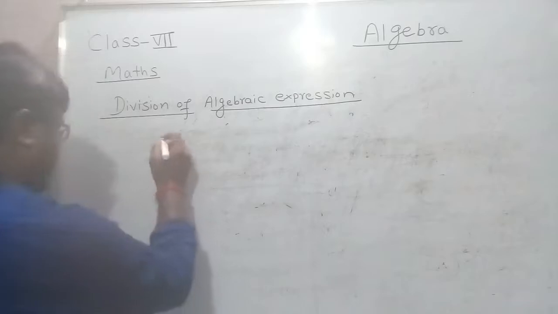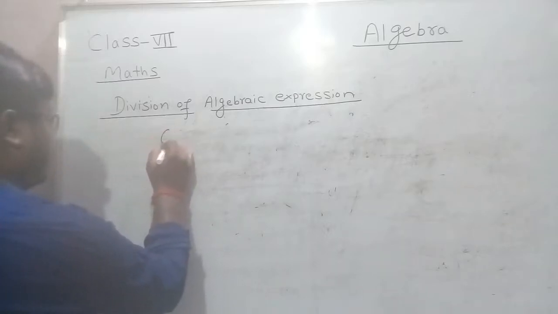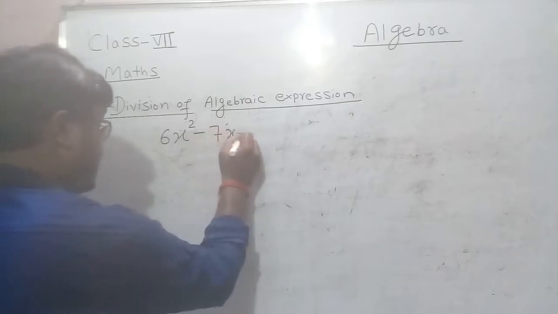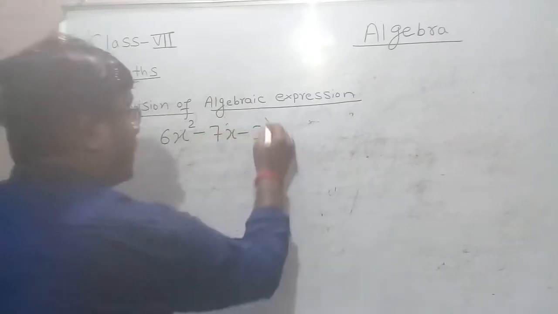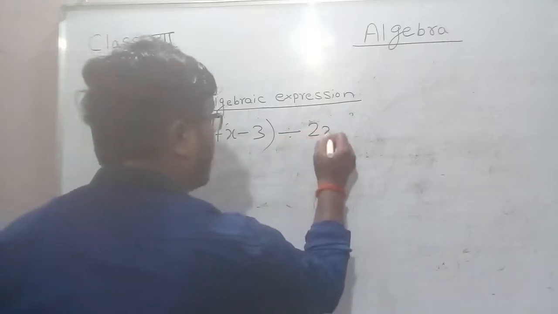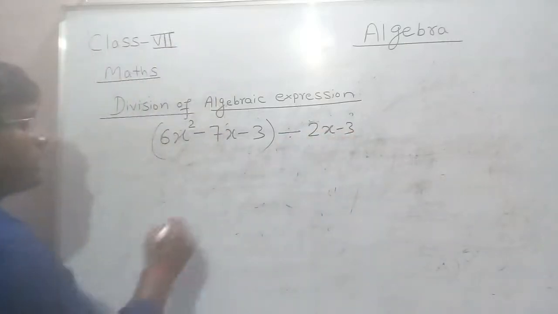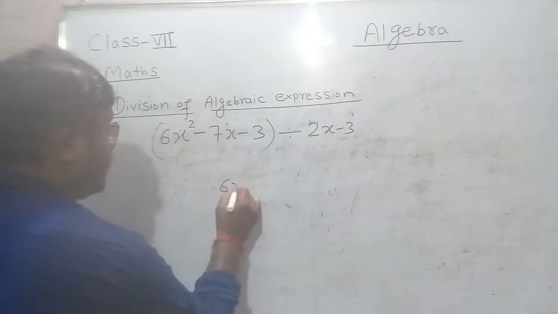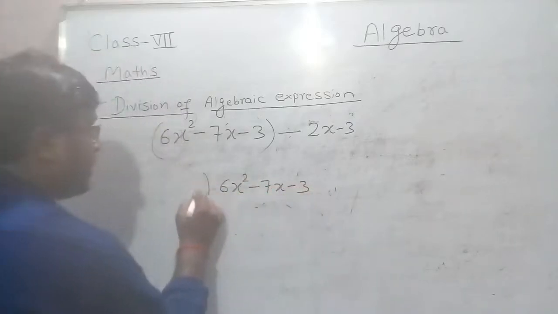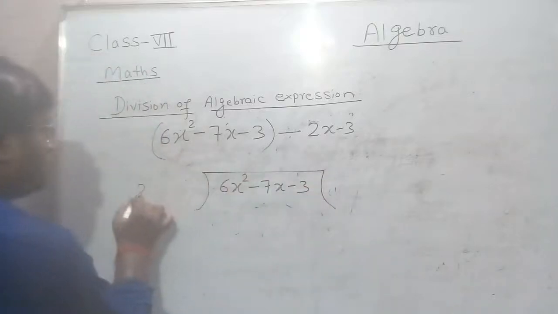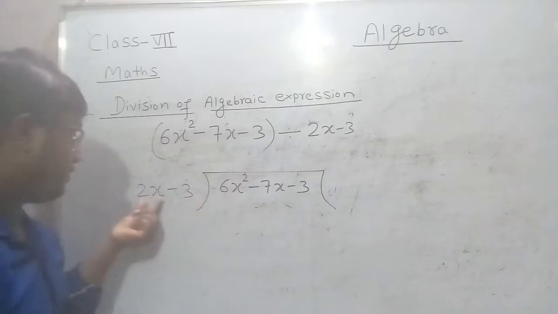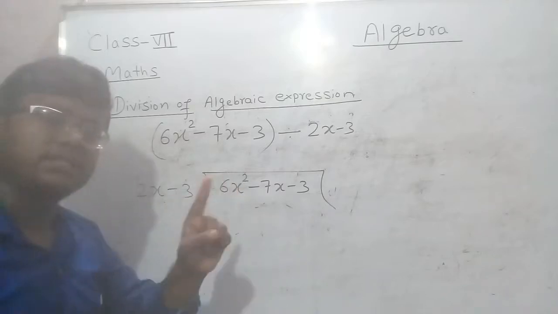Suppose the question is to divide 6x² − 7x − 3 by 2x − 3. So what we will do here is see only the first term.